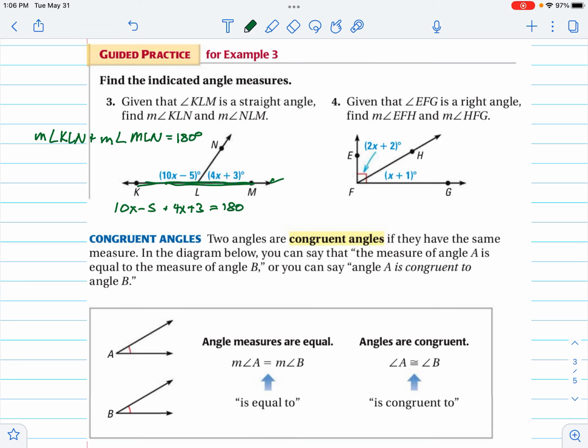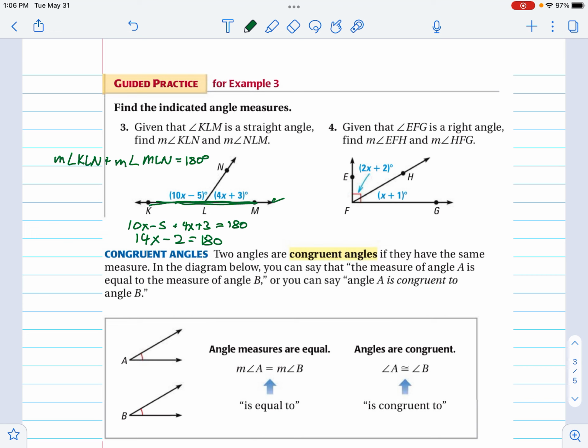So this is an algebra problem. We have 10x minus 5 plus 4x plus 3 equals 180. So this is 14x minus 2 equals 180. Add 2 and you get 14x equals 182. And then just divide by 14, you get x is equal to 182 over 14. And that would give you x is equal to 13.